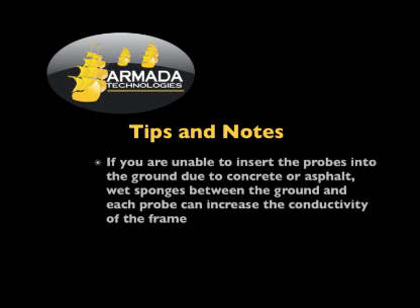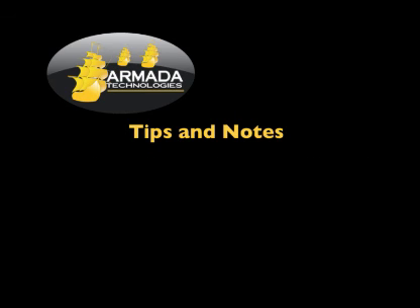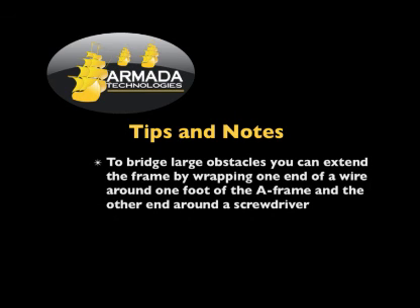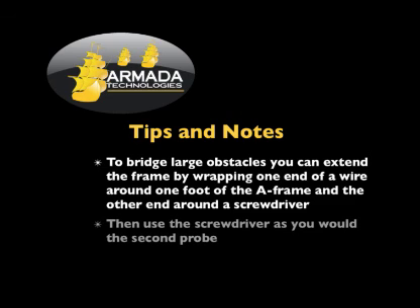If you are unable to insert the probes into the ground due to concrete or asphalt, wet sponges between the ground and each probe can increase the conductivity of the frame. To bridge large obstacles, you can extend the frame by wrapping one end of wire around 1 foot of the A-frame and the other end around the screwdriver. Then use the screwdriver as you would the second probe.